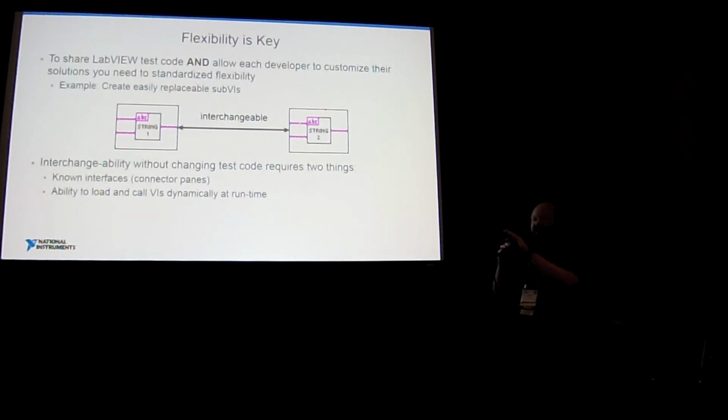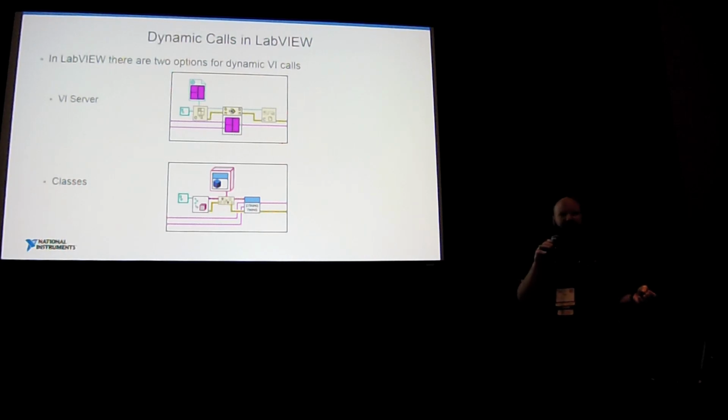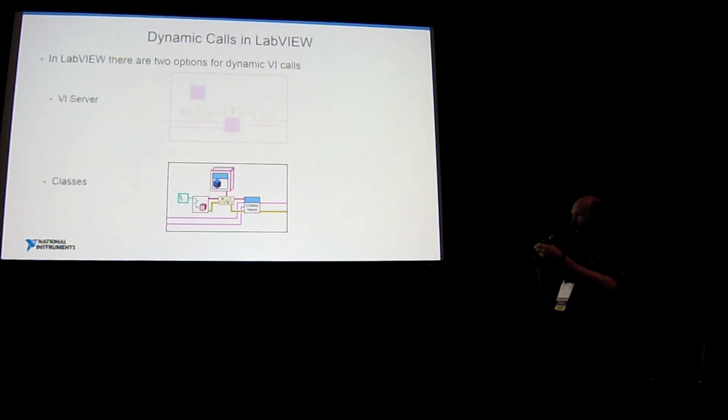Now in order to do that, you need to have known interfaces, and you need to be able to call things dynamically at runtime. And for anybody that uses LabVIEW, there's basically two different ways of implementing this in LabVIEW. You can use VI Server or you can use a class architecture where things are dynamically dispatched. Internally, we've chosen the second one, which is a class architecture. So you can use VI Server to do exactly what we're going to show you. However, for the rest of the presentation, we're going to ignore VI Server, and we're going to look strictly from a class architecture perspective.